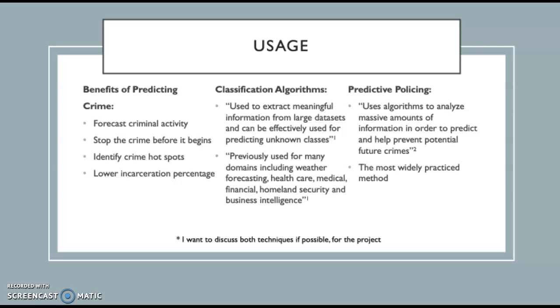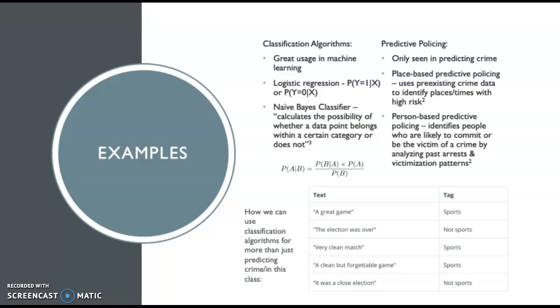Predictive policing: they use algorithms to analyze massive amounts of information in order to predict and help prevent potential future crimes. It's the most widely practiced method in order to predict crimes, and this method is only used for policing. So here are some examples of classification algorithms and predictive policing.